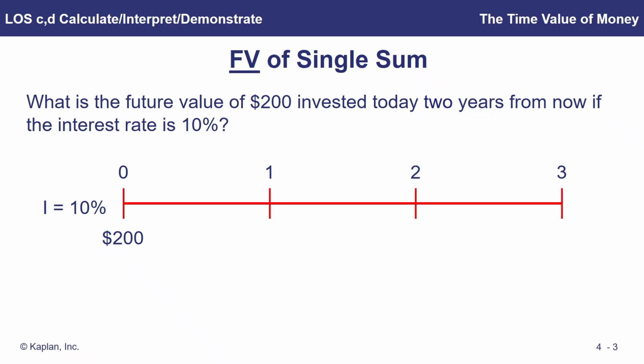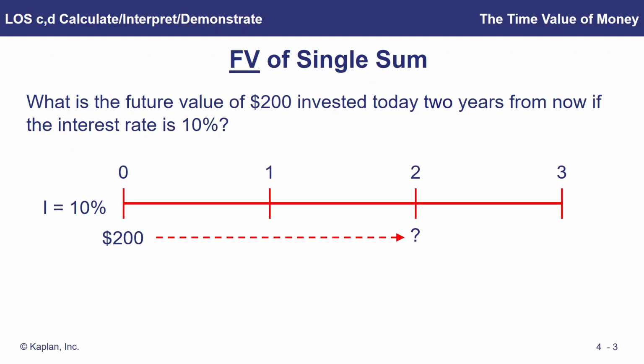So our first learning outcome statement says: calculate, interpret and demonstrate future values and present values for single amounts, annuities and unequal cash flows. Now we're going to start off by looking at the future value of a single sum, and this is what we refer to as compounding. So it says, what is the future value of $200 invested today for 2 years, or 2 years from now, if the interest rate is 10%? So what will we receive at the end of the second year?